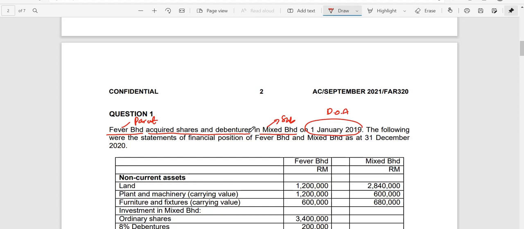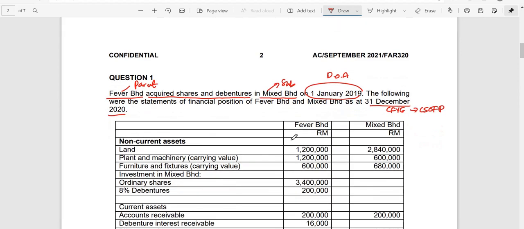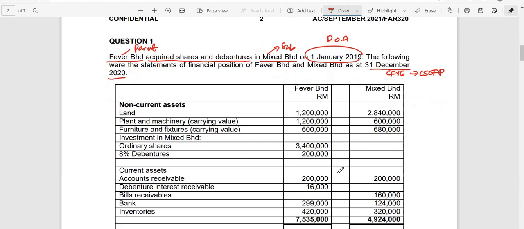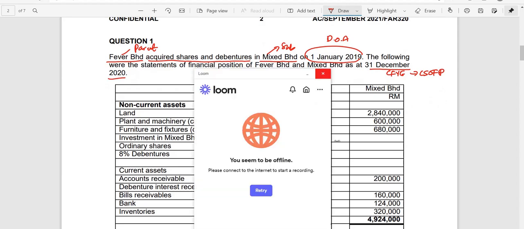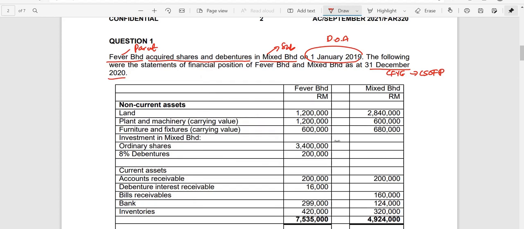And you have the statement of financial position given to you as at 31st of December 2020, which is after 2 years of acquisition. So this is the current financial year and this is the date that you're going to prepare your CSoFP for this particular question. Right, so we have the detail on the investment, which is investment in ordinary shares. Investment in ordinary shares is 3.4 million, right? This is the consideration transferred.